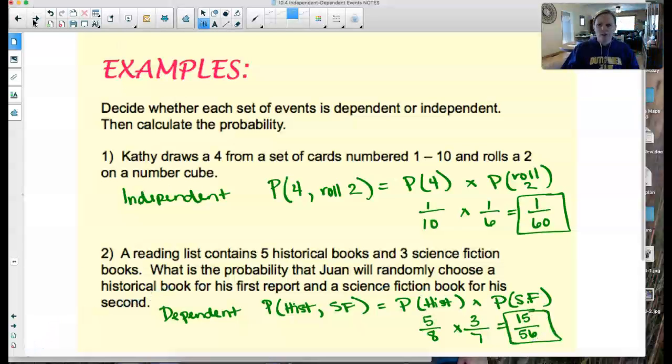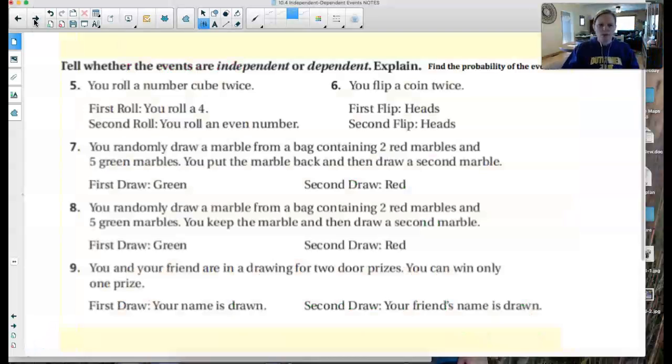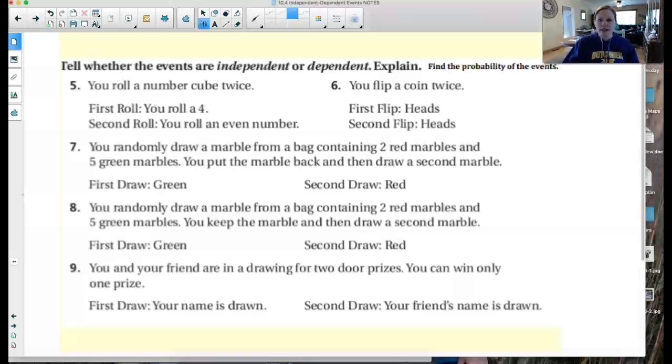All right, so let's finish up with just a couple more examples. So again, tell whether they're independent or dependent, and then we're going to find the probability. So if you roll a number cube twice, those would be independent events because rolling the number cube one time doesn't affect the other. Okay, so first roll you roll a 4, the second one you roll an even. The probability of a 4 times the probability of even.